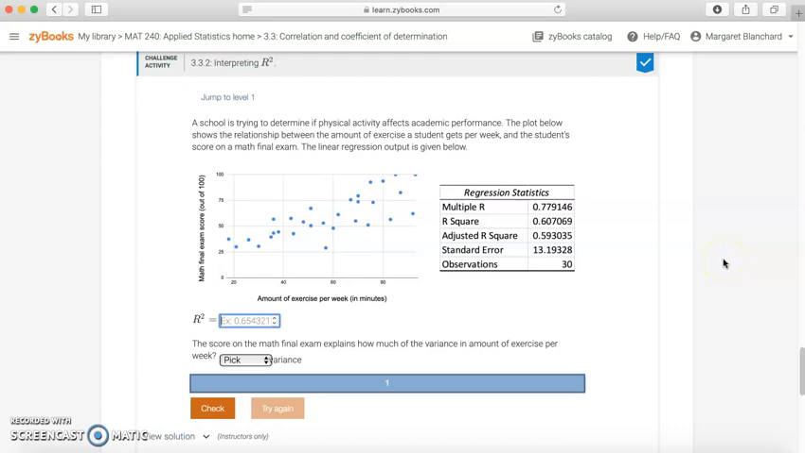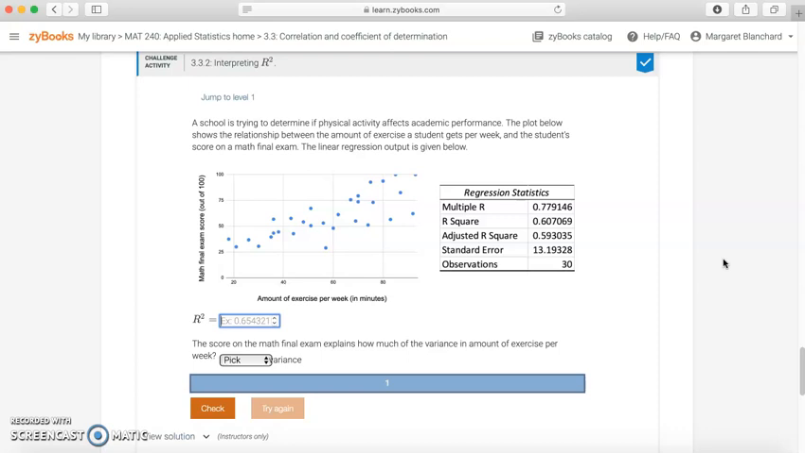Challenge activity 3.3.2, interpreting R squared. Remember, R squared is when we talk about how much of the variance that one variable explains of the other. So we'll talk about that in a little bit more detail once we go through the problem to make sure it's clear. A school is trying to determine if physical activity affects academic performance.